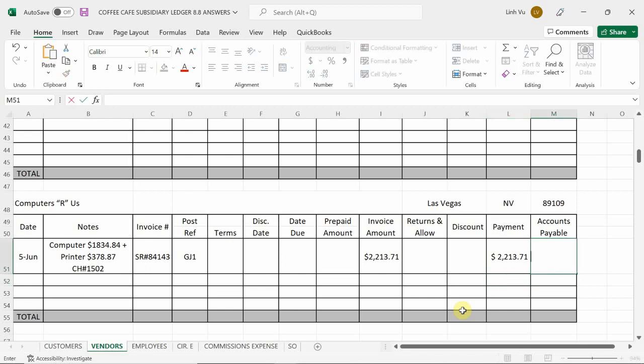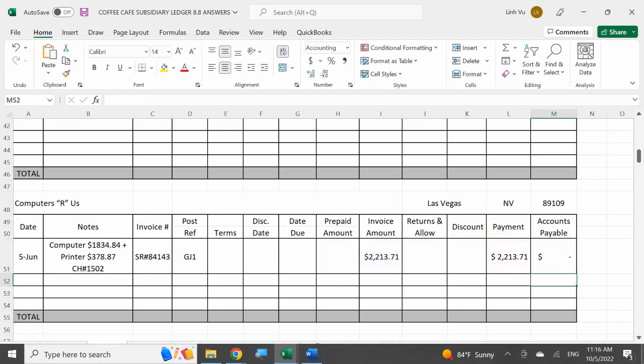So therefore, let's practice that formula once again. You're always going to start on your invoice amount, okay? Anything that decreases your bill is going to be your prepaid accounts, your returns, your discounts, and of course, your payments. So in this case, I owe Computers R Us nothing because I paid for whatever the receipt amount was, which was that $2,213.71. And my proof is that I have the check number 1502.